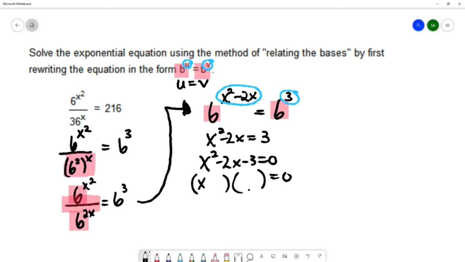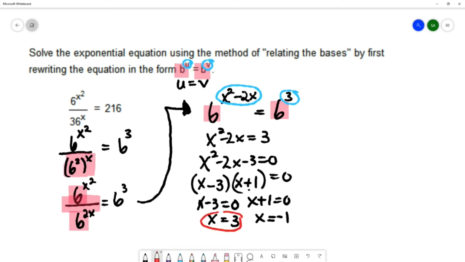It gives x and x, 3 and 1, minus on the 3, plus on the 1. We're going to set each factor equal to 0, and that gives x equals 3 and x equals negative 1. These will be the solutions to the equation, x equals 3 and x equals negative 1.